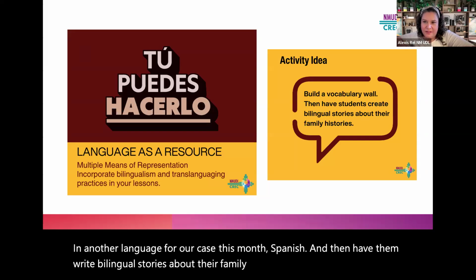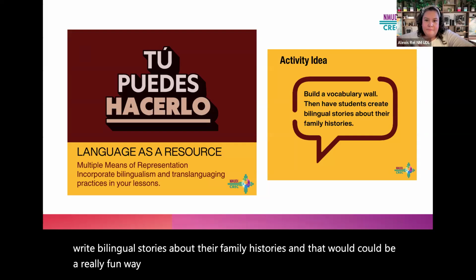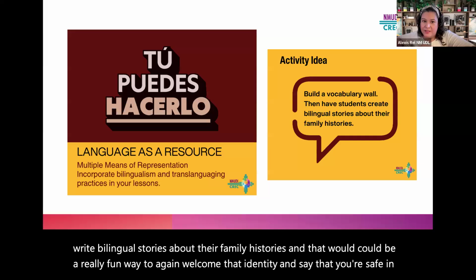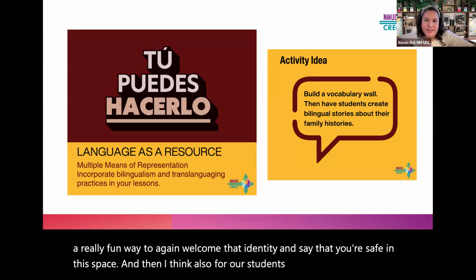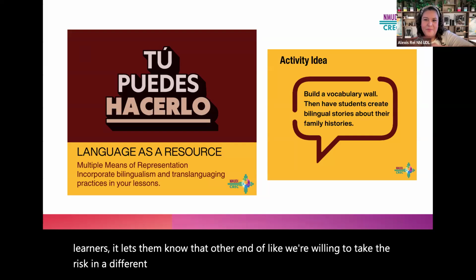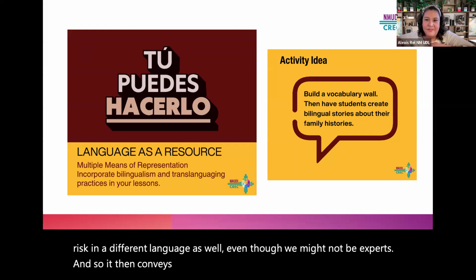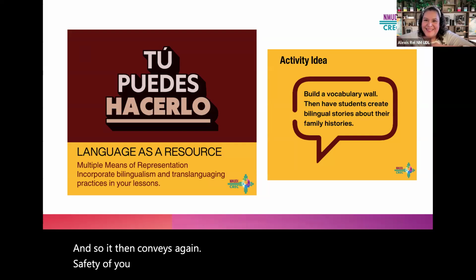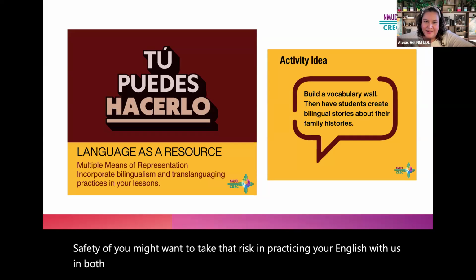That could be a really fun way to welcome that identity and say that you're safe in this space. I think also for our students who are English language learners, it lets them know that we're willing to take the risk in a different language as well, even though we might not be experts. And it conveys that safety of, you might want to take that risk in practicing your English with us, and both ways are safe and good.